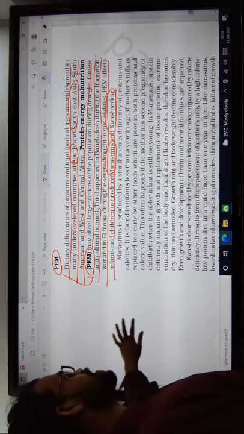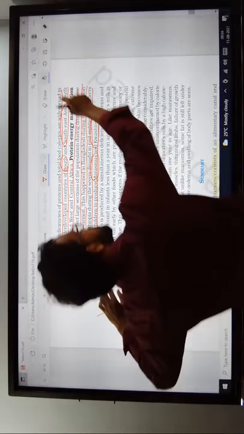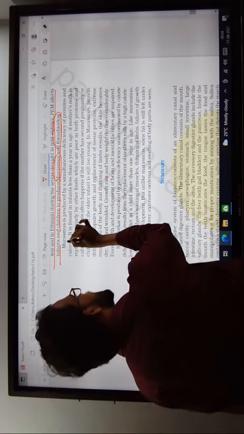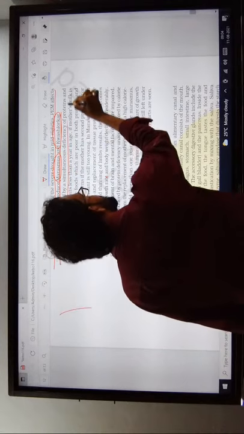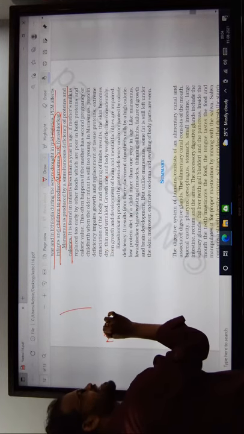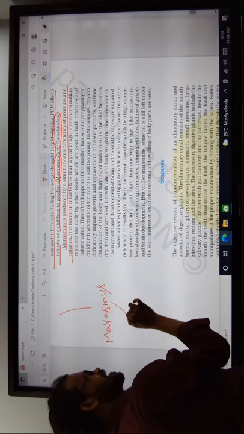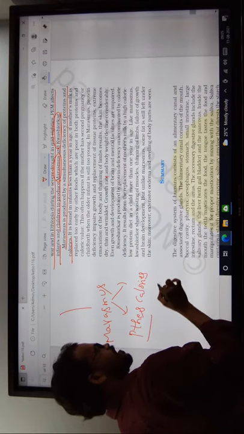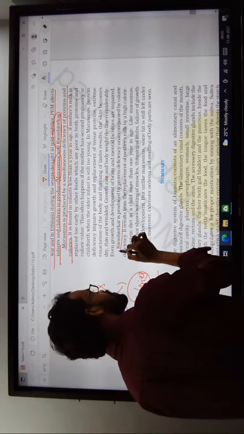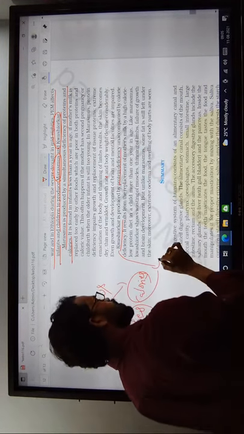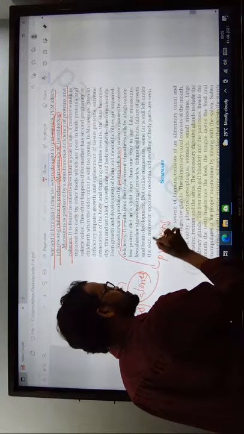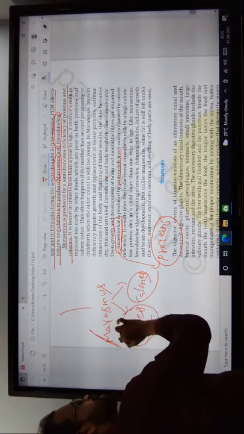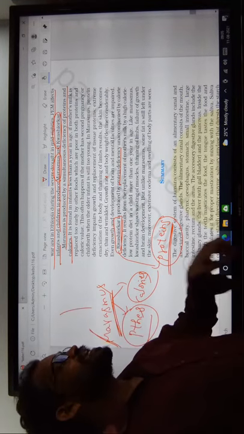Marasmus and kwashiorkor. Coming to marasmus, what is it? Marasmus is produced by a simultaneous deficiency of proteins and calories. Marasmus is the deficiency of proteins and calories. Kwashiorkor is only the deficiency of proteins. They will ask this, so keep it in your mind.